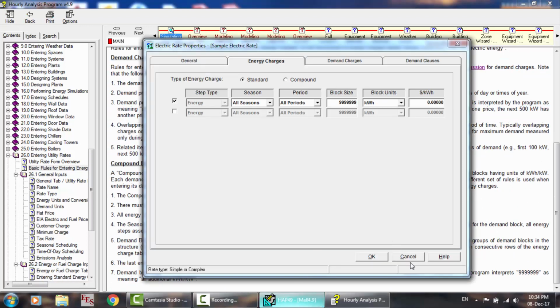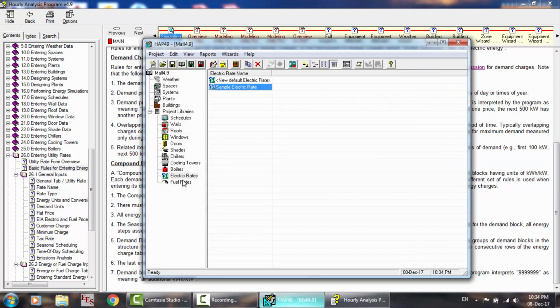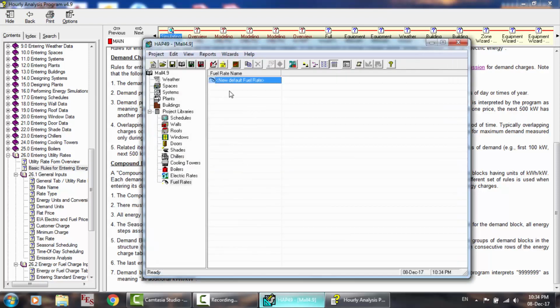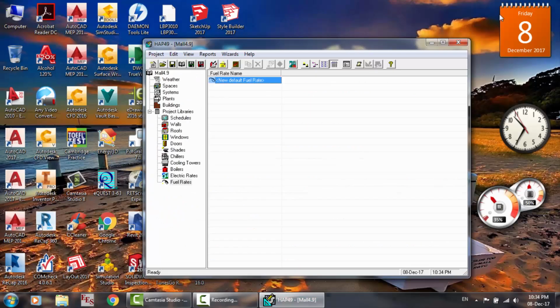Okay, so after finishing, I opened this electric, and here are the fuel. Suppose that you have finished, so please click OK, and you will find here your rates. Okay, ladies and gentlemen, this is my tutorial. I think it may be somewhat complex for the first time, but you have to read many times about this energy analysis from the F1 help.